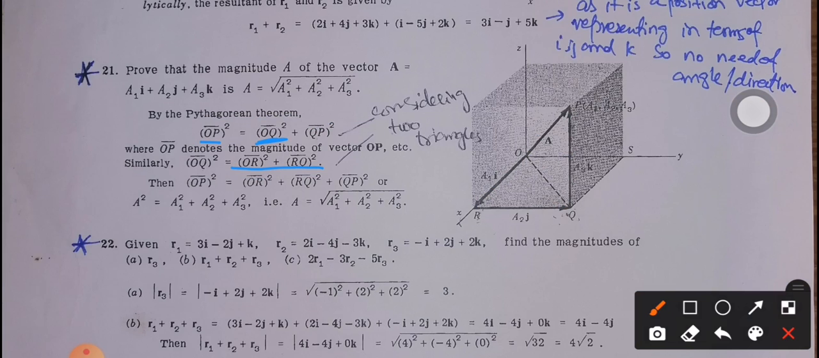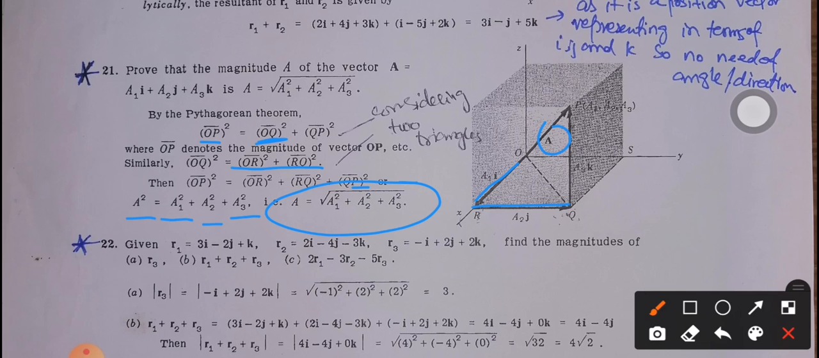plus QP square. Now OP is basically A, so it is the square of the magnitude of A. Then OR is basically a1, so a1 square. RQ is a2, so a2 square, and then PQ is simply a3, so a3 square, and by taking the square root I get the magnitude. So this is how we can find the magnitude of any vector. Simply put, the magnitude of A is equal to the square root of the sum of the squares of the corresponding components.